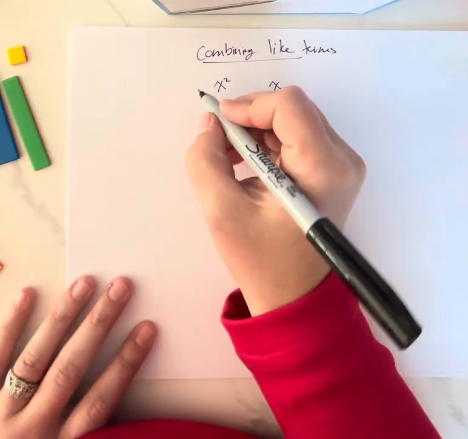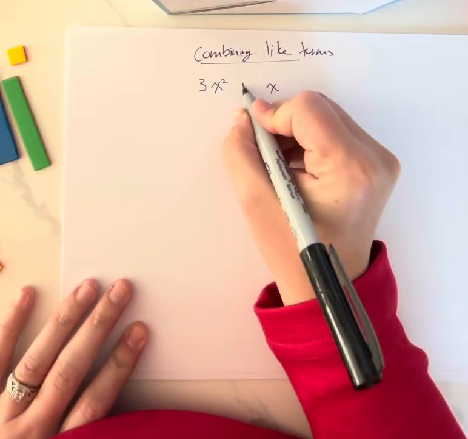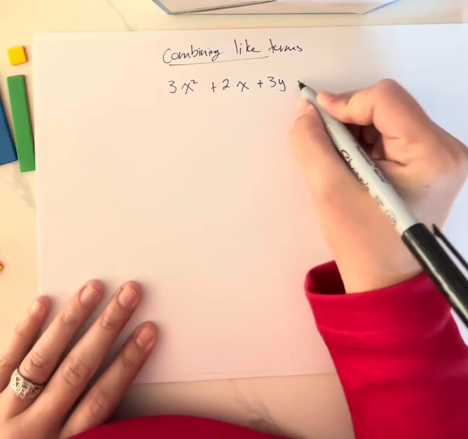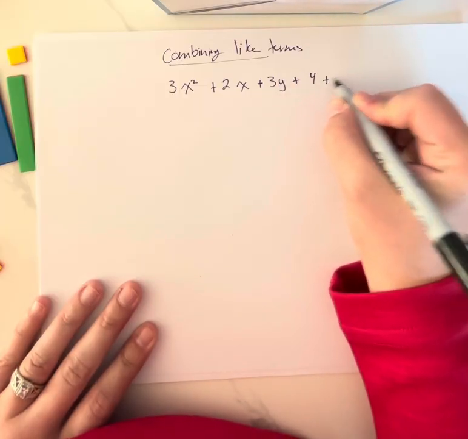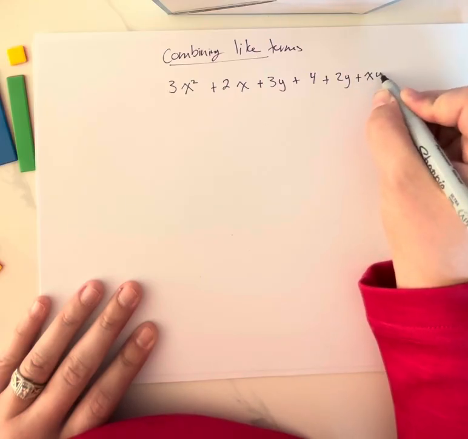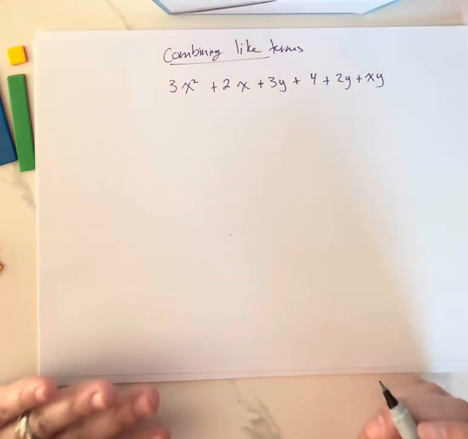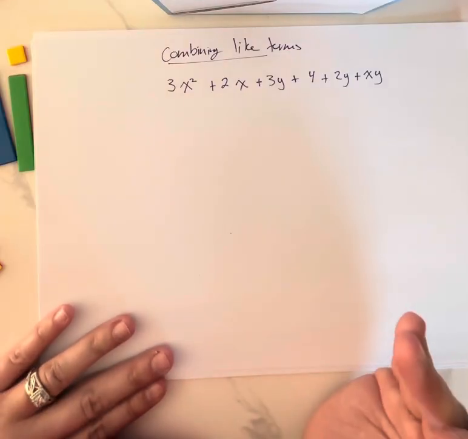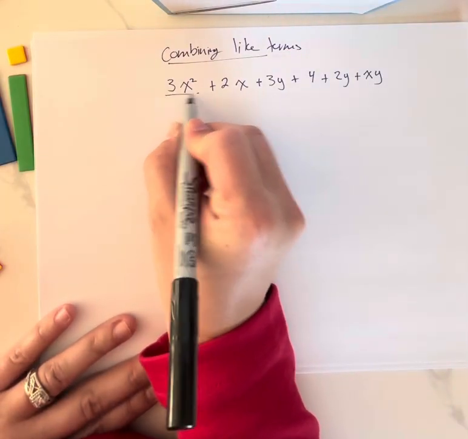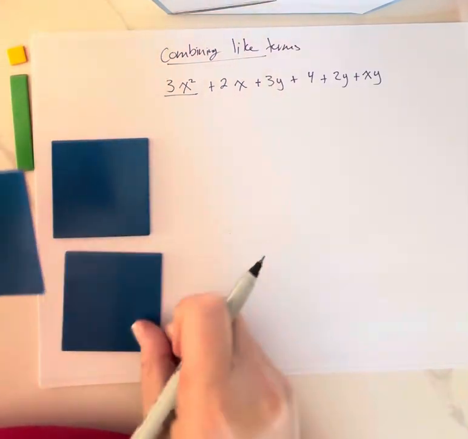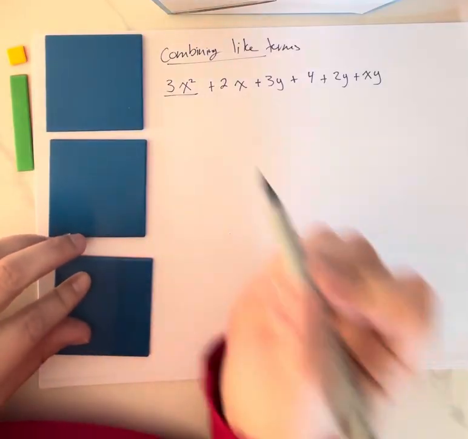So if we have 3x squared plus 2x plus 3y plus 4 plus 2y plus xy. Okay, so a way that I do it without algebra tiles is I just circle the terms that are like terms that go together. But what I can do here that makes life super nice for a lot of kids is when I see 3x squared, I'm going to come over to my x squared pile and say, okay, 1, 2, 3. That represents this x squared pile.